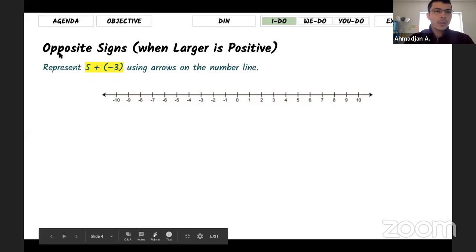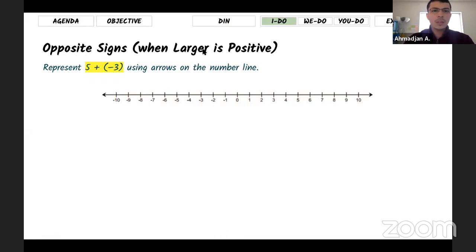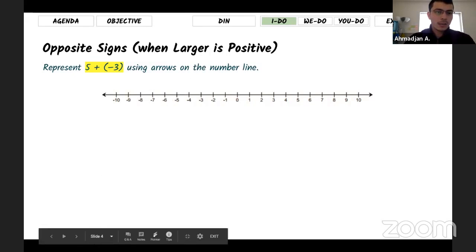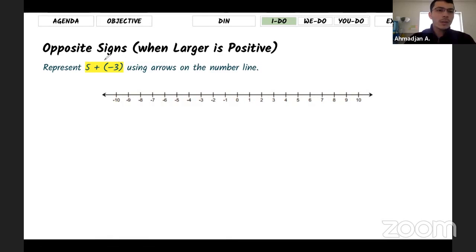We're going to start with talking about opposite signs when the larger one is a positive number. This is the first case. Let me grab my pencil. As you see, there are two numbers, 5 and -3, but the bigger number is 5, and the sign of the 5 is positive. So the larger one is positive. What happens when you add opposite sign numbers like this?